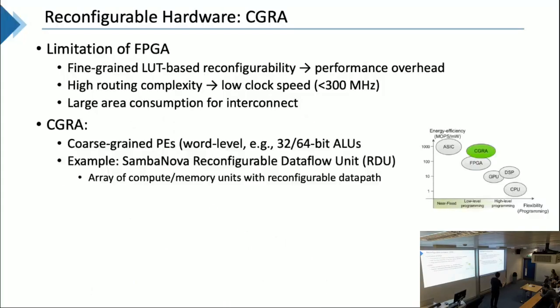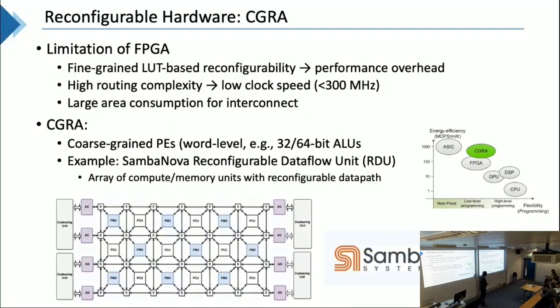And the last one is CGRA. So basically, you can see here, instead of having the CLB, they kind of replace the CLB and the lookup table with a more coarse-grained reconfigurable unit. So this M means memory. So PMU means programmable memory unit. And they also have a programmable compute unit. So it's not a lookup table.